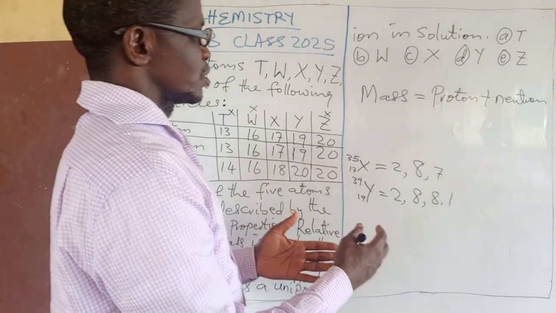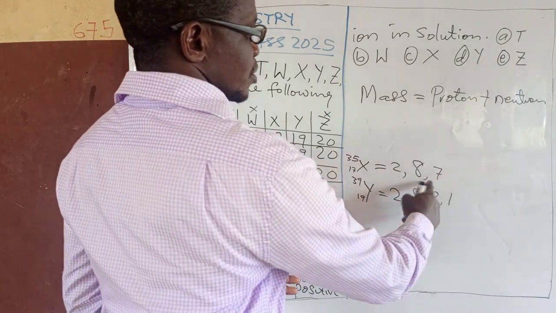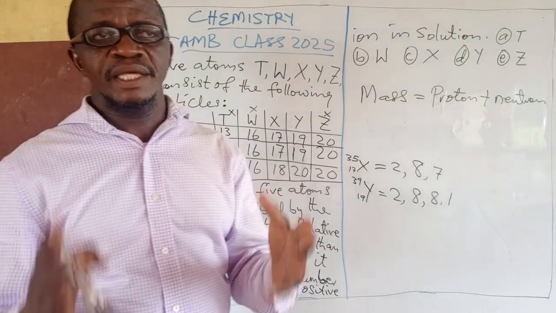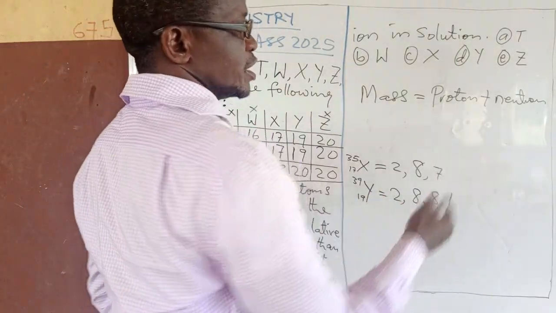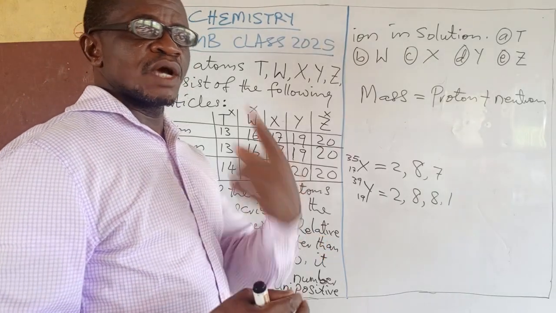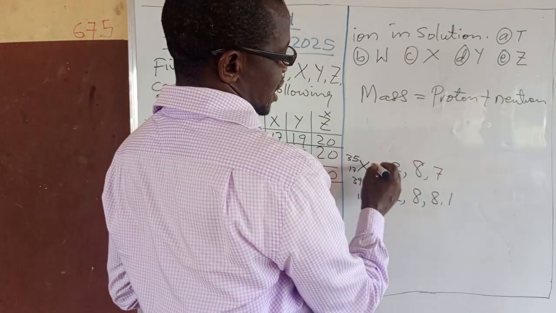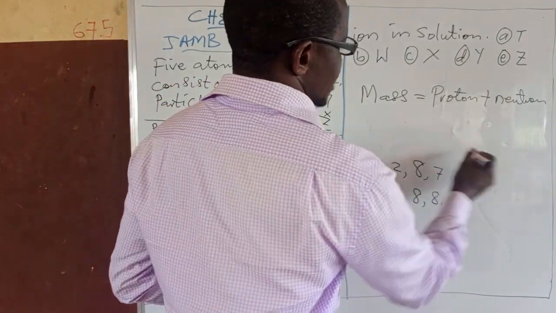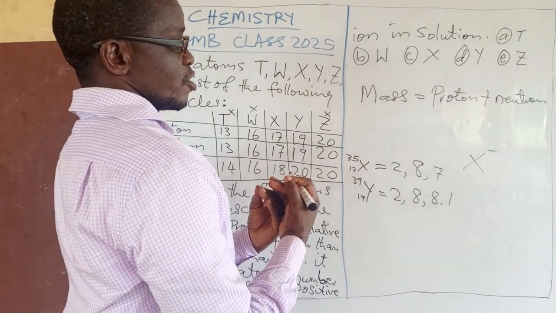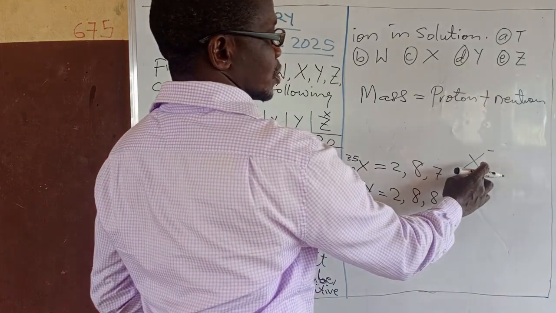So why not check if this shell can carry a maximum of 8, but it has 7 already. It is incomplete. Looking for how many electrons to make it complete? 1. So if it borrows in 1 electron, automatically it goes with what? X will now be what? Minus, because it borrows in 1 electron. X will carry a charge, minus.